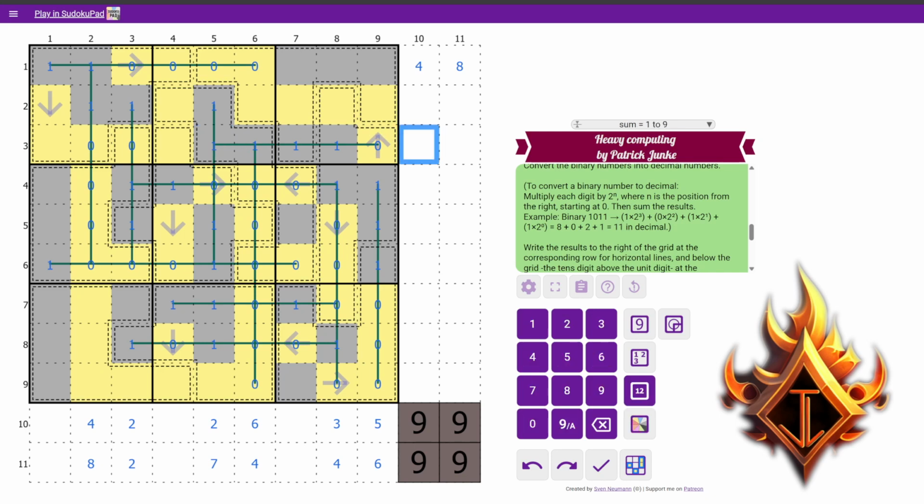14 plus 32 should be 46. 30. 1, 2, 4, 8, 16. 16, 24, no. 1, 2, 4, 8, 16. 16 plus 8 is 24, 28, 30.